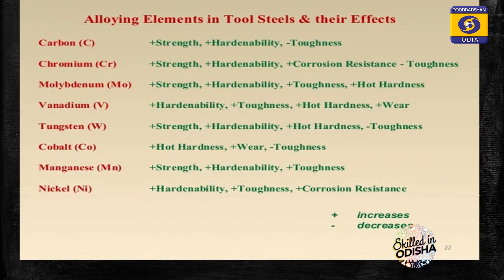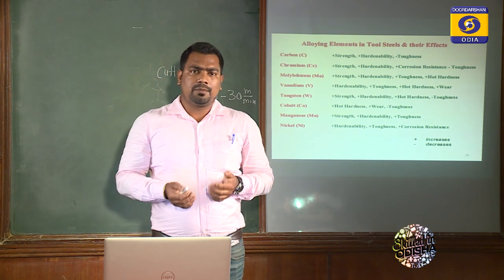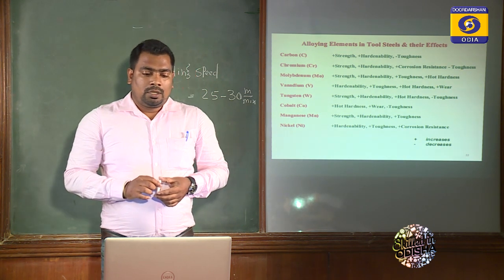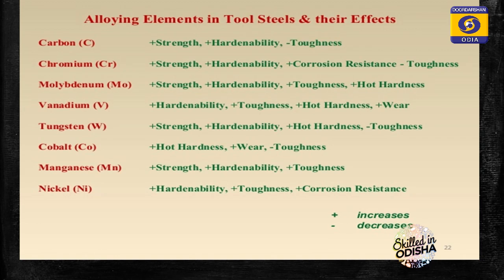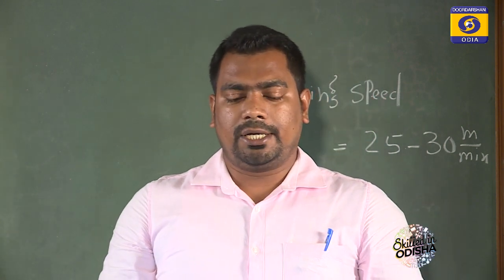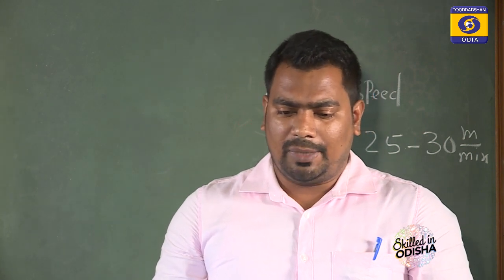These are some alloying elements which improve the cutting tool properties. As we have discussed, the 7 minimum basic properties were required for a cutting tool. So what are these alloying elements? Let's see. Carbon increases solid strength. When carbon is added to the mixture of cutting tool, it increases the solid strength. It also increases the hardenability.